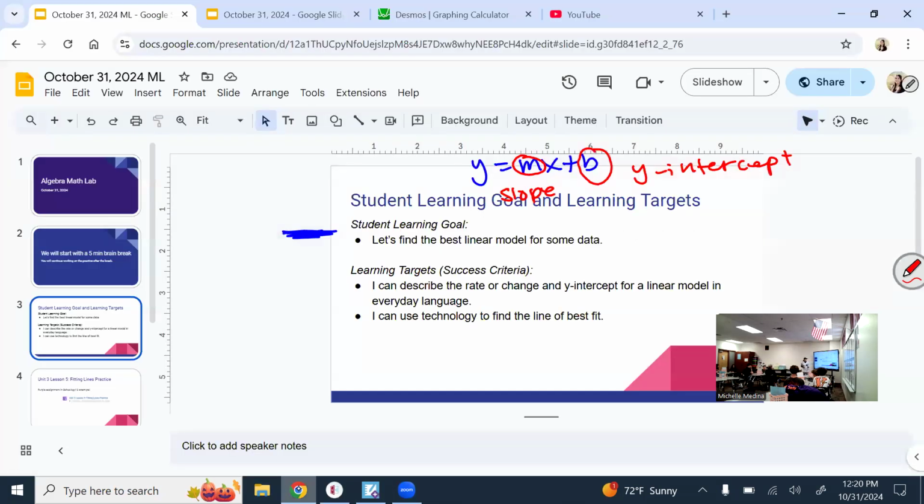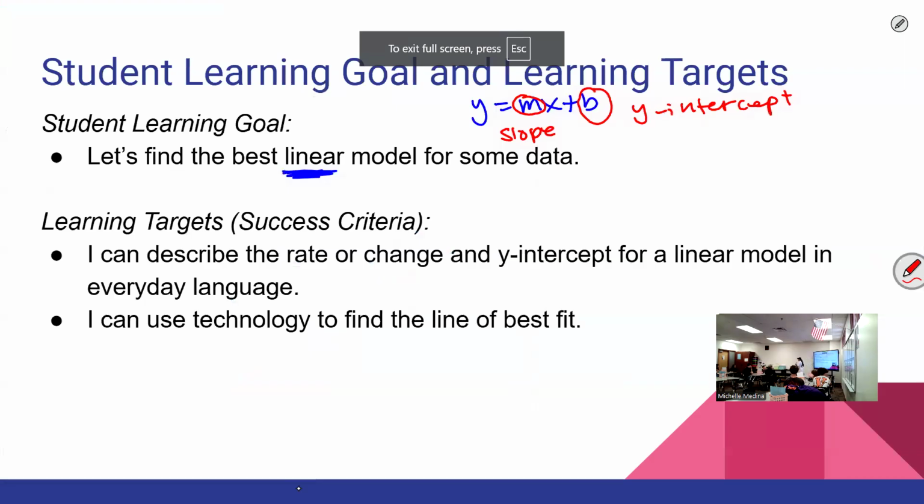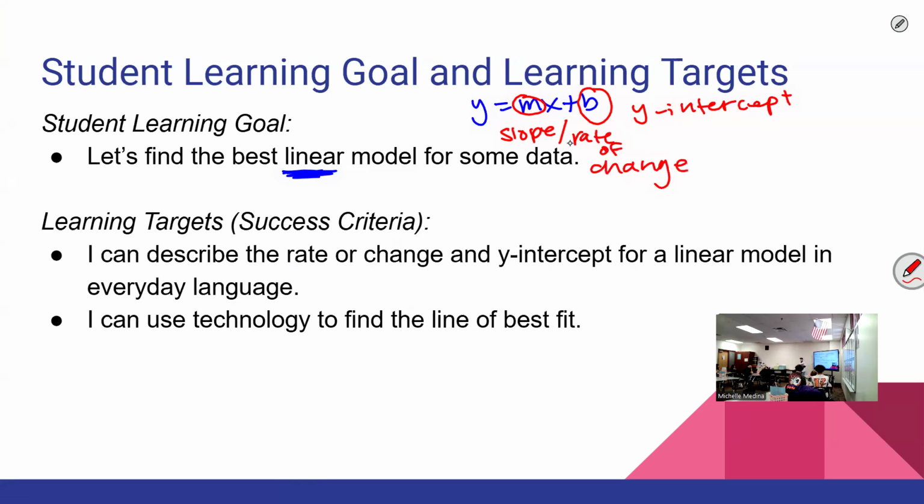And then you also had to include the part about everyday language, which seemed to be a struggle in 1st and 3rd hour. 4th hour, I presented it a little bit differently, and I think it works better. So rate of change, what's another word for rate of change? Slope. Oops, why am I writing slope again? M is slope / rate of change. Whatever is changing in that real world situation is gonna be your slope.